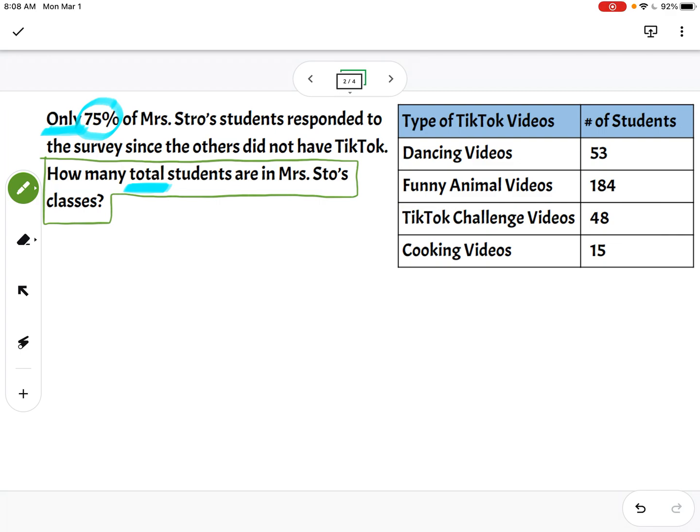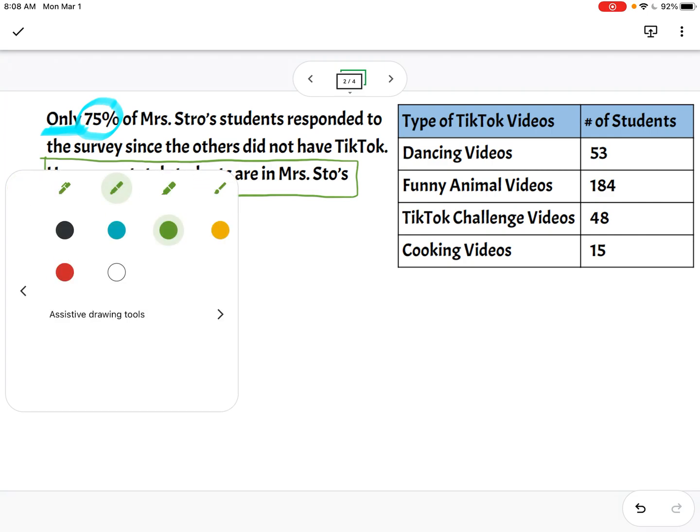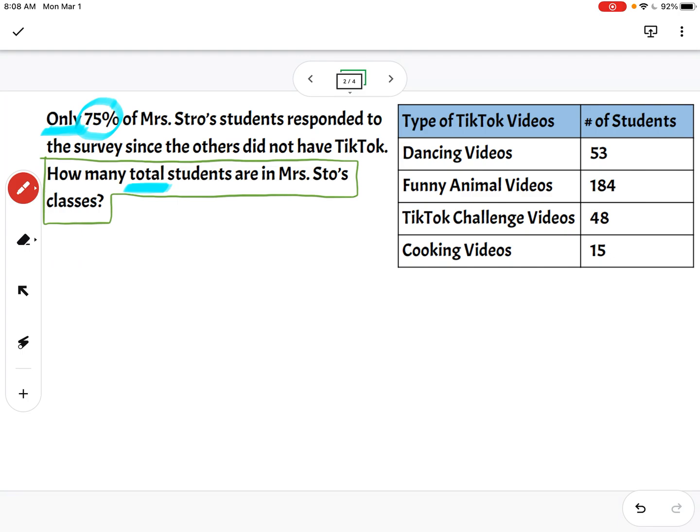So we want to start off by asking ourselves, are we looking for a part here, or are we looking for a whole? So think about that for a second. All right, based on the evidence in this text, I would say we are trying to find the whole, right? Because it's telling us only 75% participated, and we want to find what the 100% is then. How many total students are in Mrs.